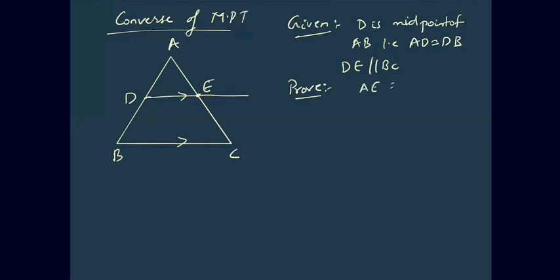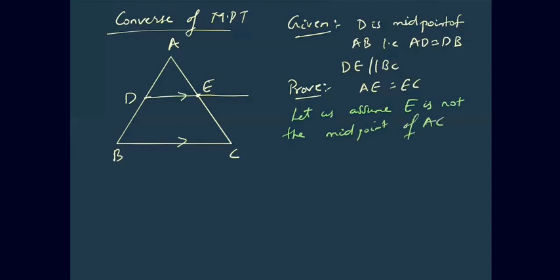Okay, so the statement is like this: through a midpoint of one of the sides of a triangle, if we draw a line parallel to the base BC, then this line must pass through the midpoint of the other side, that is AC. So this we need to prove. I think you can prove this in many ways, but let us see the proof of this by the contradiction method. In this process, we'll also get to know what the method of contradiction is. Okay, fine. So now what I'm assuming is, let us assume that E is not the midpoint of AC.